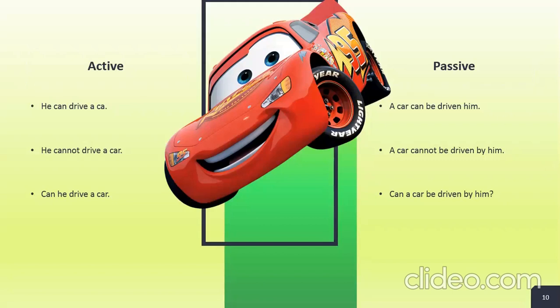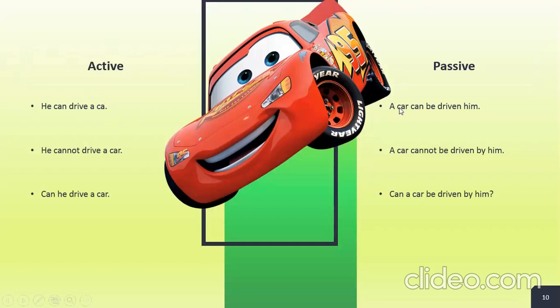Okay. So these are examples about using the modal verb can in the passive voice. We see we have active sentences here and we have passive ones here. For example, the first one, he can drive a car. Okay, he can drive a car. Here we make the car, which is the object, into a new subject. So we start the sentence with the car.